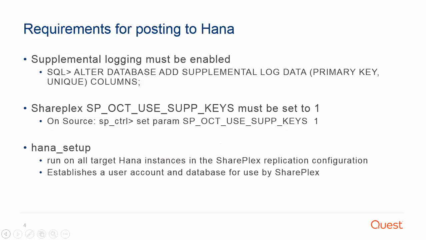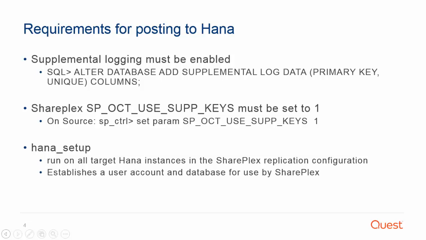There are several requirements to posting to a HANA target. To replicate to an open target, enable PKUK supplemental logging in the Oracle source database. SharePlex must have Oracle key information to build an appropriate key on the target. To replicate to an open target database, set the SP_OCT_USE_SUBKEYS parameter to a value of 1. When both supplemental logging and this parameter are set, it ensures that SharePlex can always build a key and that SharePlex key will match with the Oracle key. See the SharePlex reference guide for more information about this parameter.